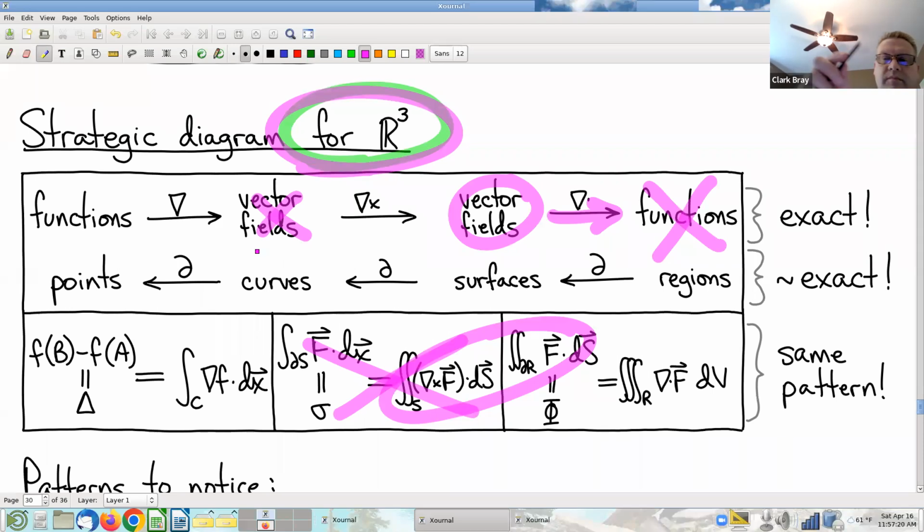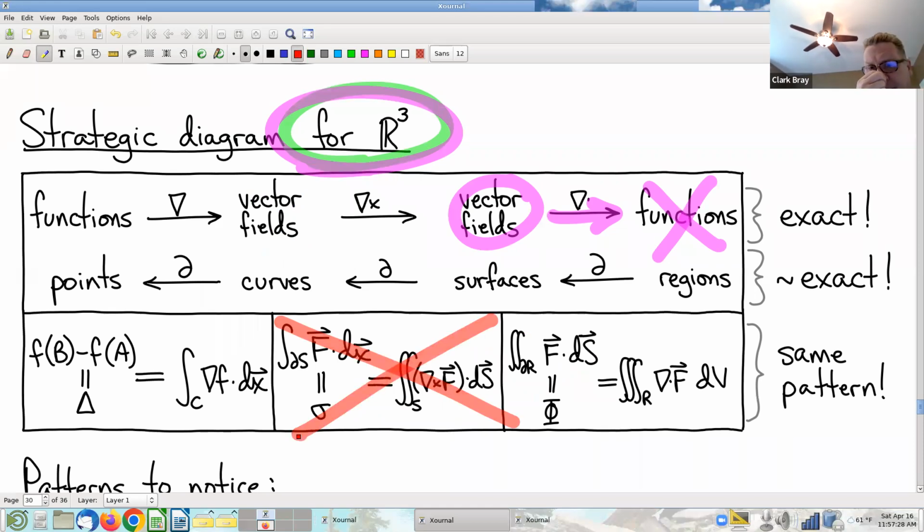Okay, so let me just put a big red X through this. We won't entertain that anymore. Oh, also, no surface independence. Forget about surface independence. So you're stuck with the surface you got.